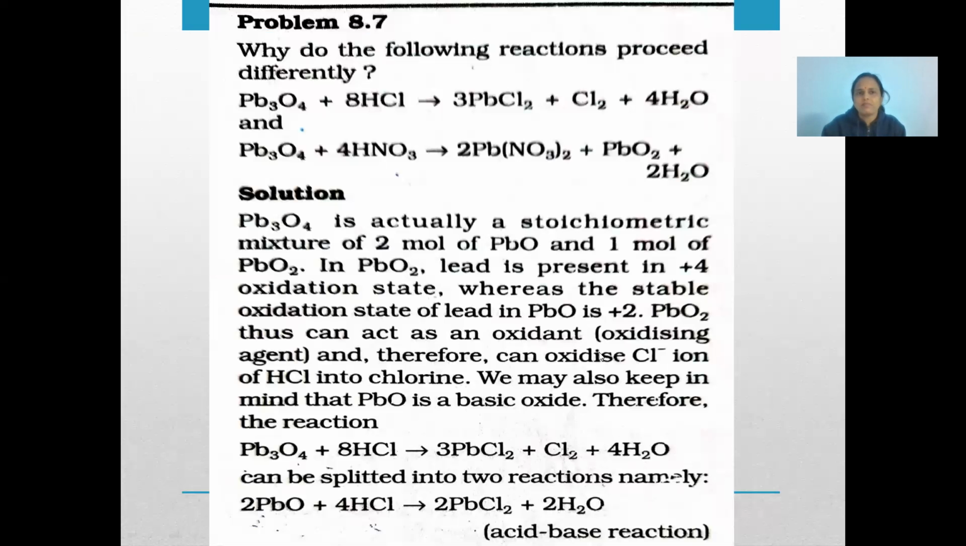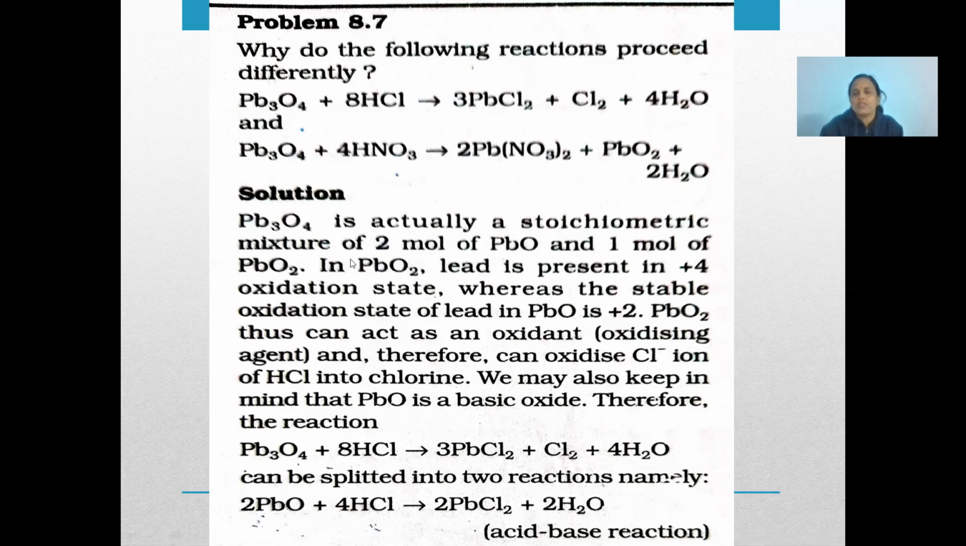Let's discuss the question, why do the following reactions proceed differently? Here you see Pb3O4. When it reacts with 8 moles of HCl, it gives 3 moles of PbCl2 plus Cl2 plus 4H2O. Whereas when the same compound Pb3O4 reacts with 4 moles of HNO3, it gives 2 moles of lead nitrate, 2 Pb(NO3)2, plus PbO2 plus 2H2O. So why do the following reactions proceed differently?